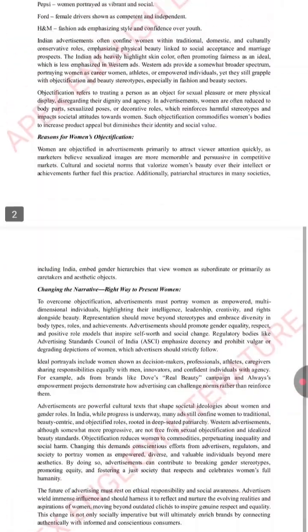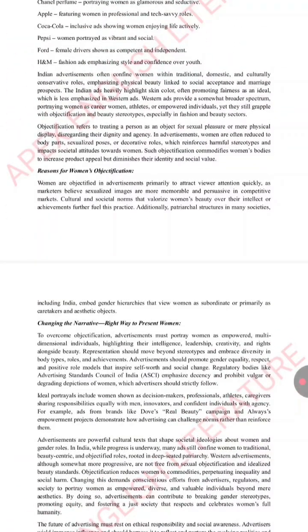Then you can discuss the reasons for women's objectification. Why are women objectified? Women are objectified in advertisement primarily to attract viewer attention quickly, as marketers believe sexualized images are more memorable and persuasive in competitive markets.